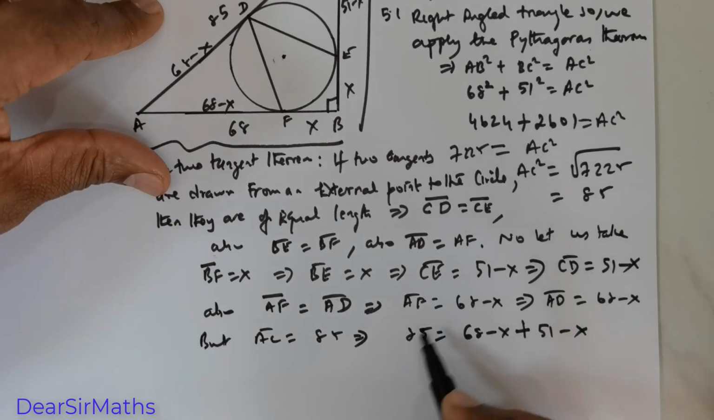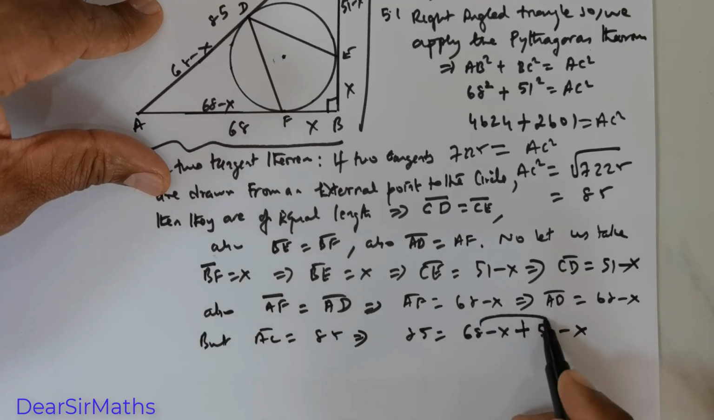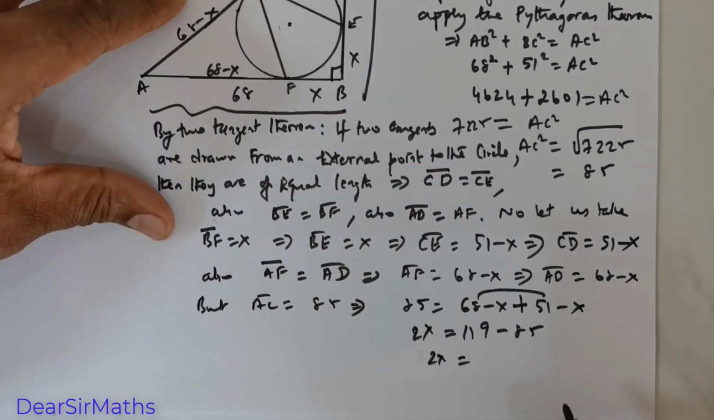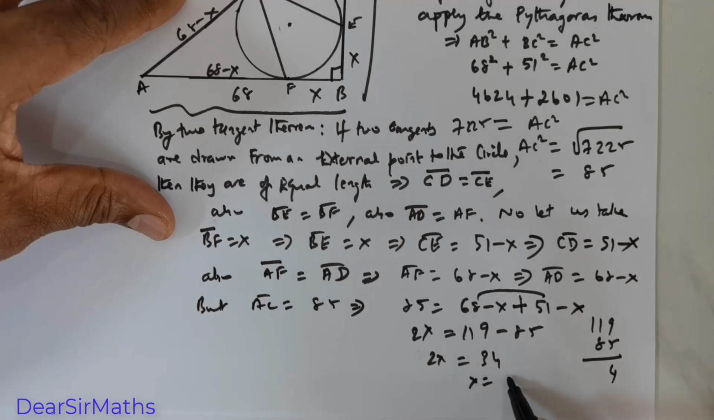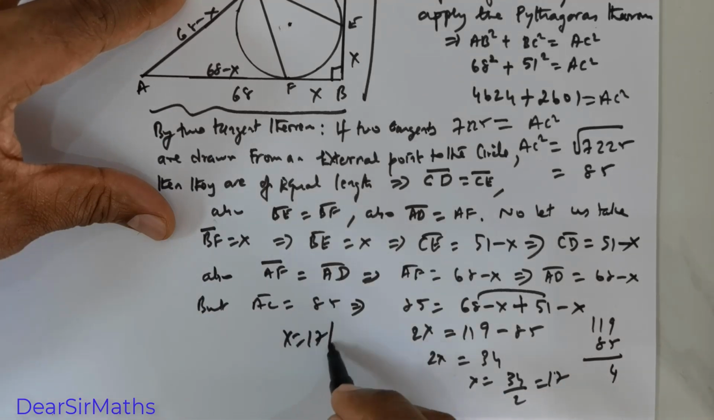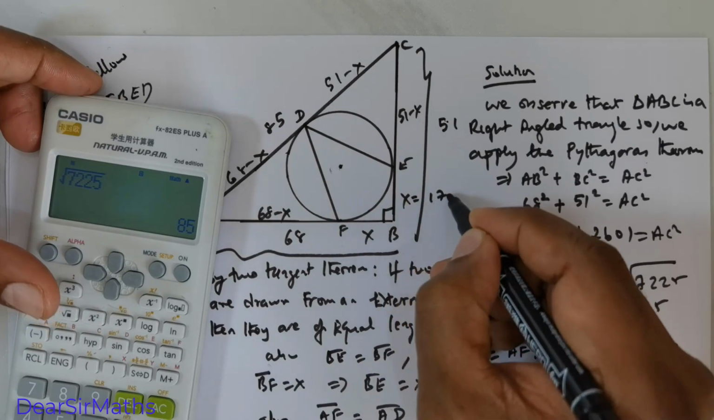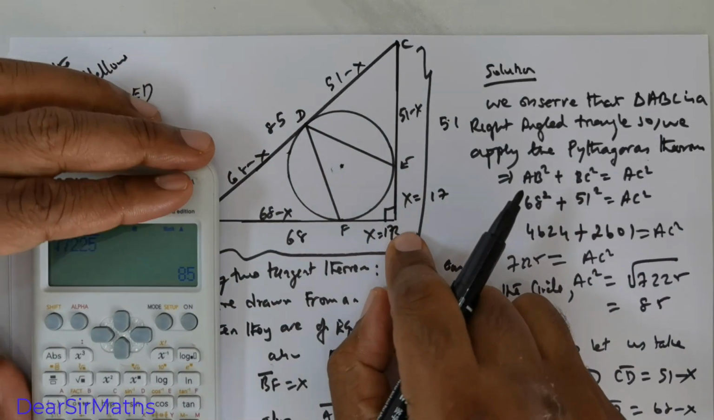So if you were to add these two things, this will be 119 minus 2x. You move 85 to this side, and you move negative 2x to the other side, so negative 2x becomes positive 2x, and from 119 you take away 85, that will be 34. So x is equal to 34 divided by 2 is equal to 17, right? So x is equal to 17 units you've got. Now this is going to come in very handy, right? x is equal to 17 units.